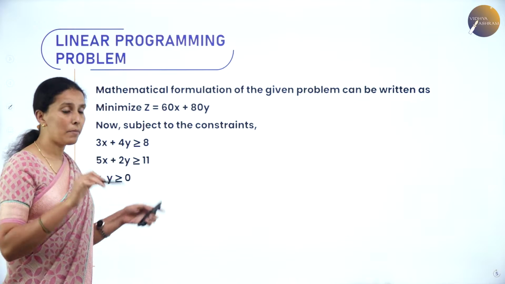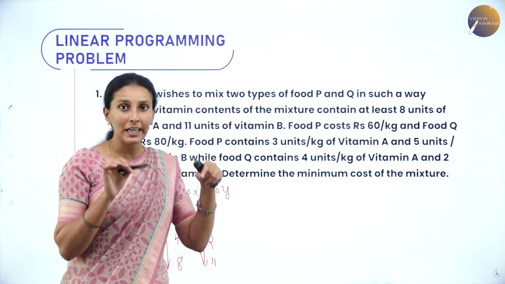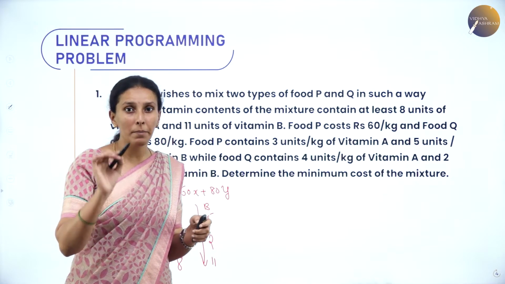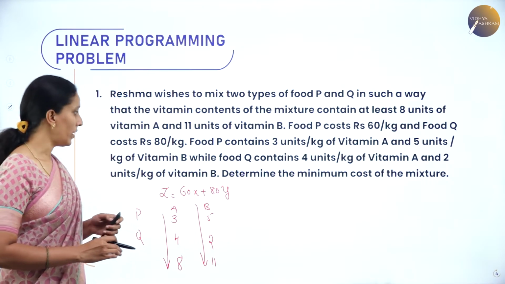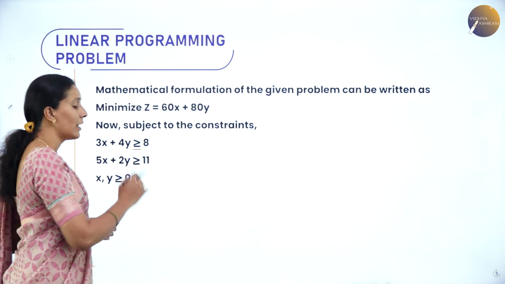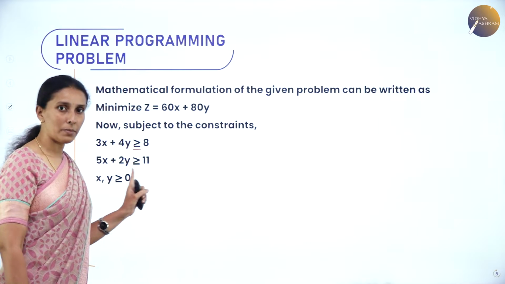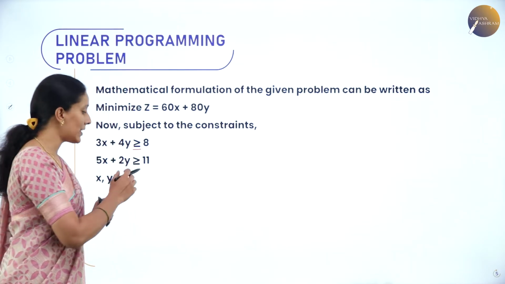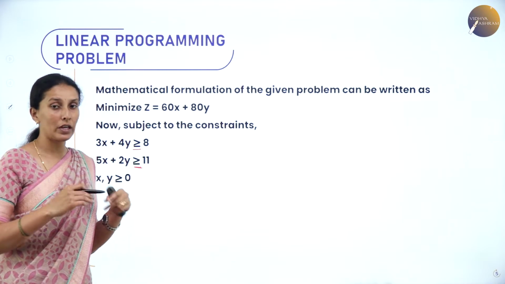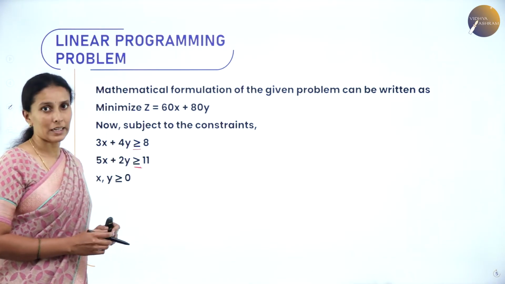When I say minimum, see here, the question says the mixture contains at least, meaning minimum 8 units. That means it can also have more than 8 units. That's why we are taking greater than or equal to. And here also for vitamin B, it can have at least 11 units. At least means again it is a minimum quantity, so it can have more than 11 units also. Therefore these are the linear inequalities.